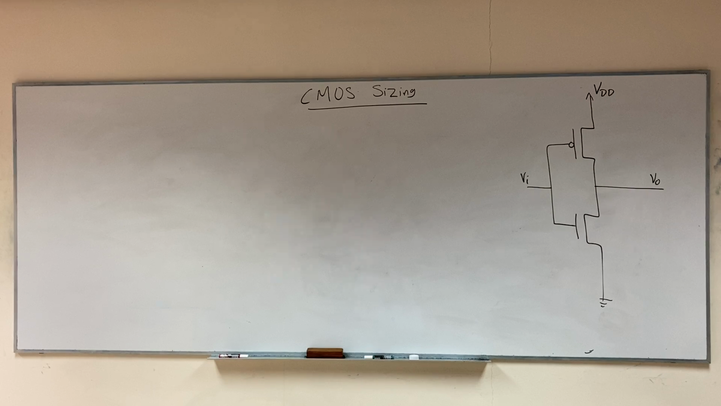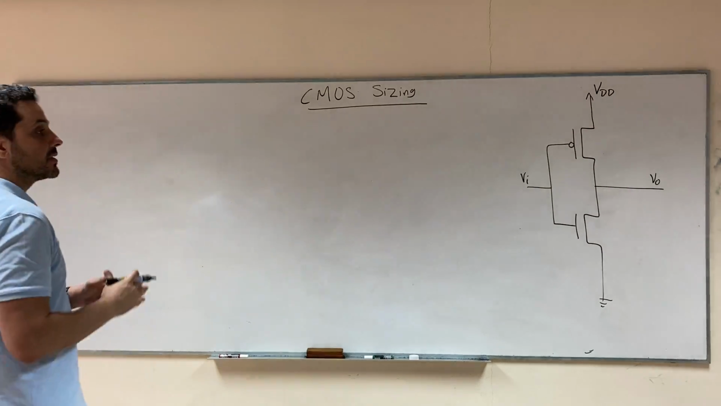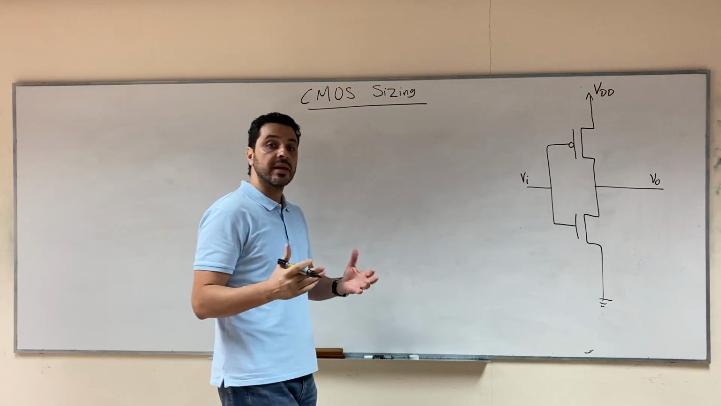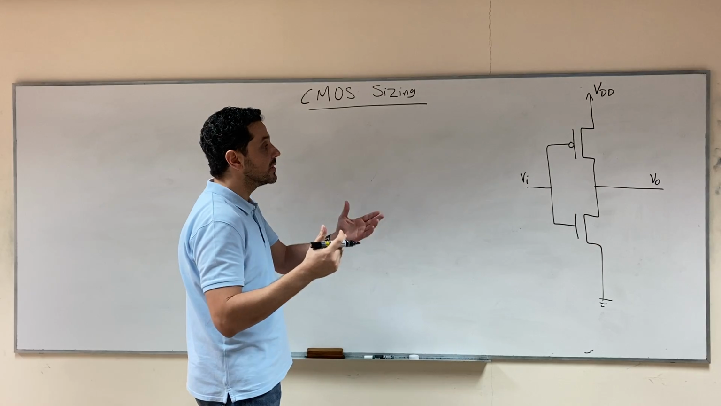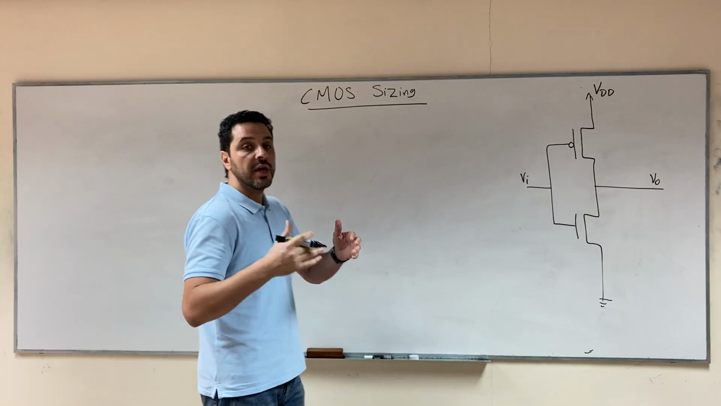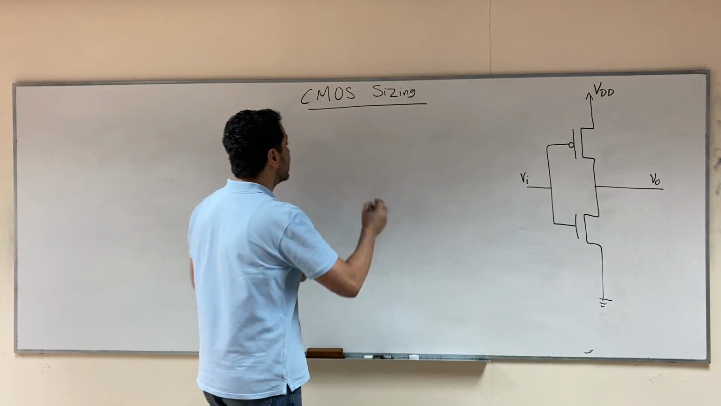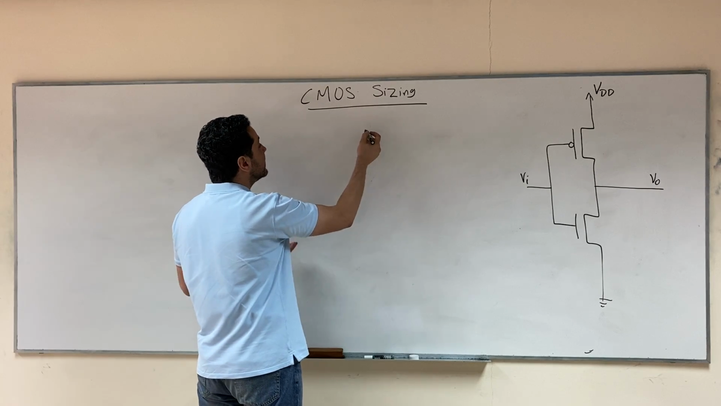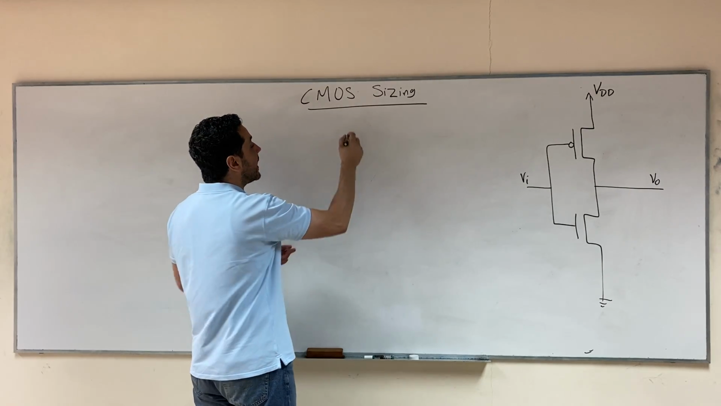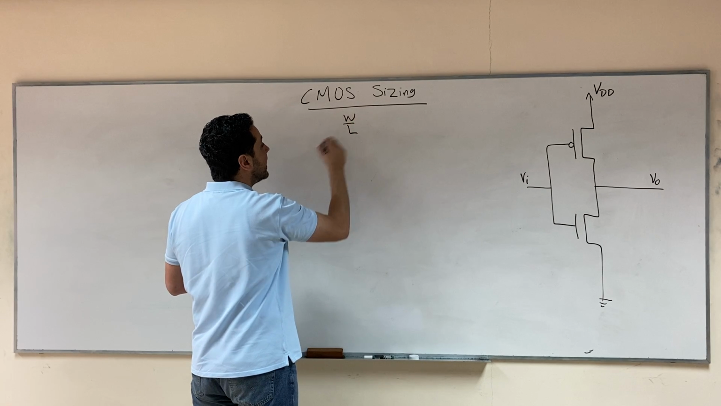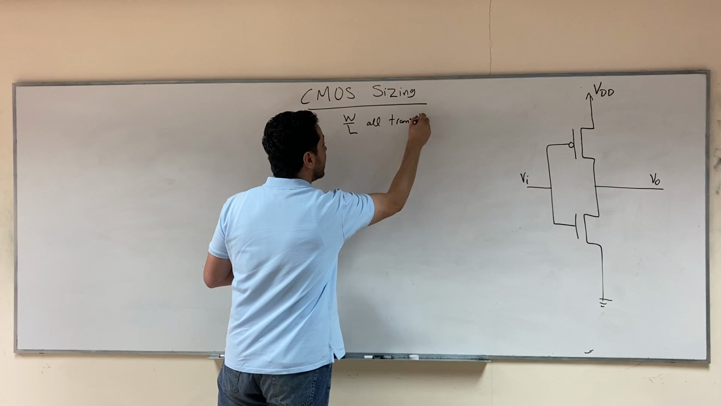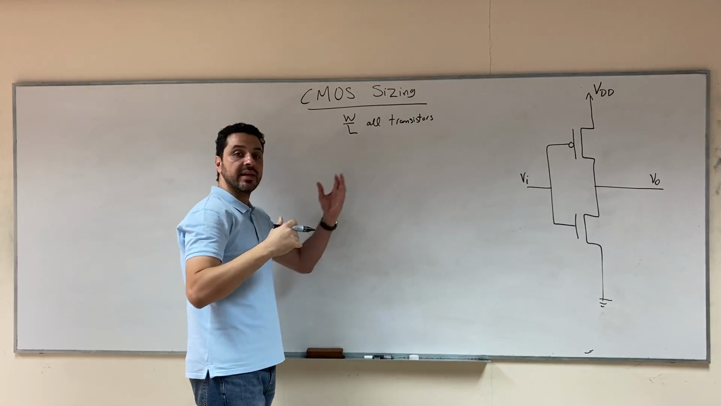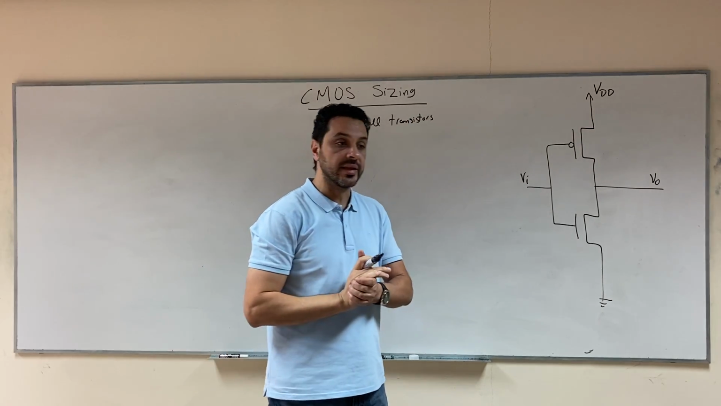In this video, we are going to discuss something called CMOS sizing, which is basically the designing of the size of the transistors, the PMOS transistors and the NMOS transistors, in the CMOS logic gates. So at the end of this video, we need to be able to design W over L of all transistors in our logic gate, whether it's an inverter or any general logic gate.